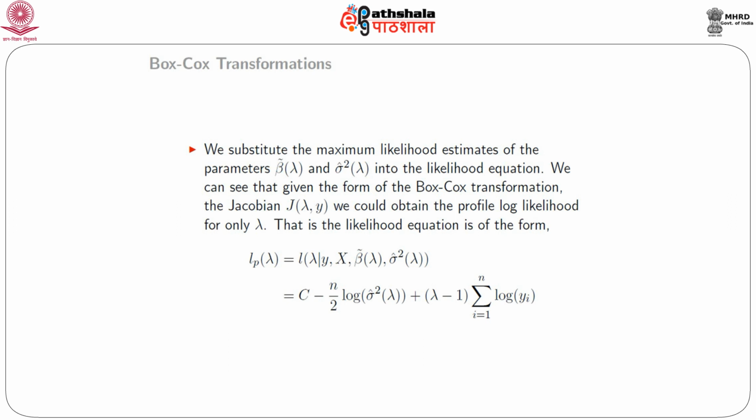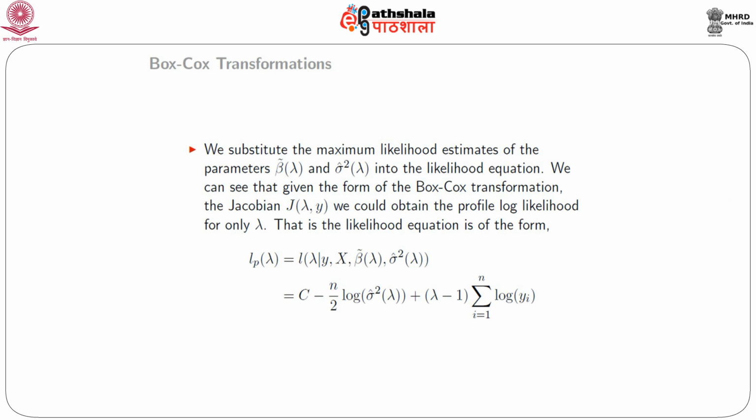So, the steps involved are: we transform our responses y to y lambda using the Box-Cox transformation with parameter lambda, then we fit the regression model, and using these transformed responses we write down the likelihood function, and using this likelihood function we take the derivative with respect to the unknown parameters beta and sigma square, and we obtain the MLEs for the two parameters.